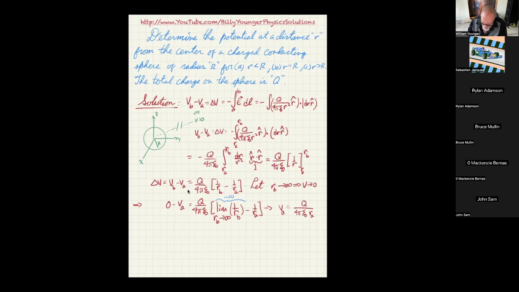So if I wish to consider, for instance, for part A, R being, what did I write? R is less than big R, then I actually have to compute what it is at R smaller than big R.